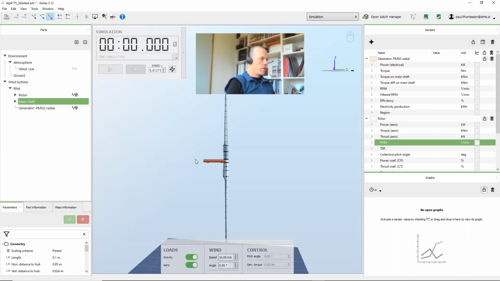So the difference is, i.e. the difference is the aero torque minus generator torque.